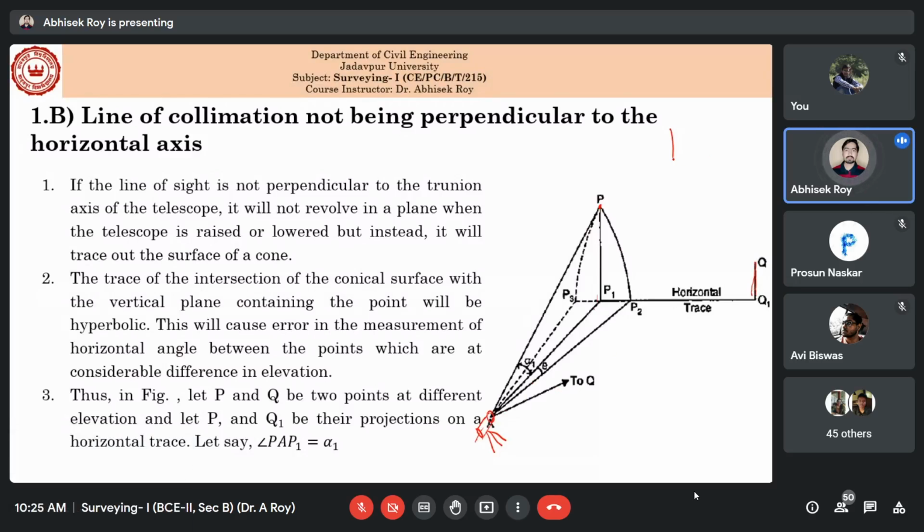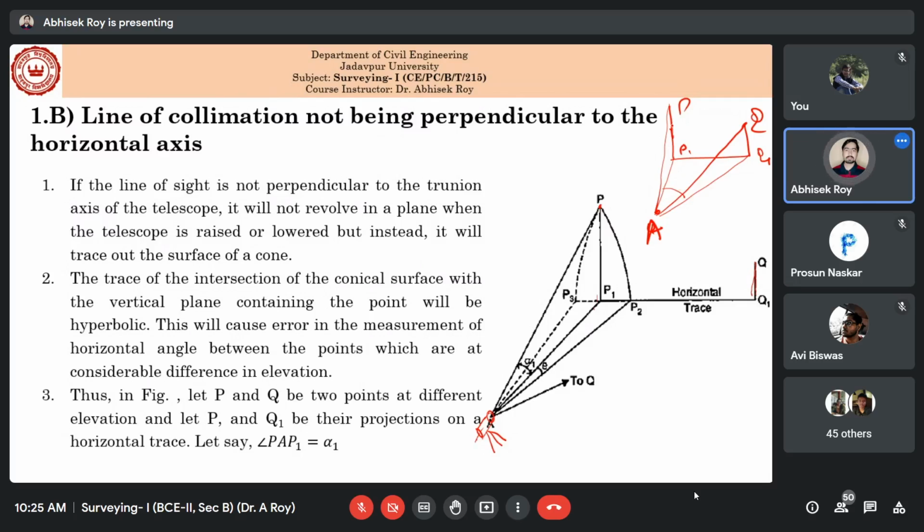So you want to measure this angle. Say this is P, this is Q, and here is your instrument. So you will surely bisect this one, then you will bisect this one. So you will basically measure this one, but actually in a horizontal plane. See this one P1, this one Q1. So basically you want to measure this angle, P1AQ1.